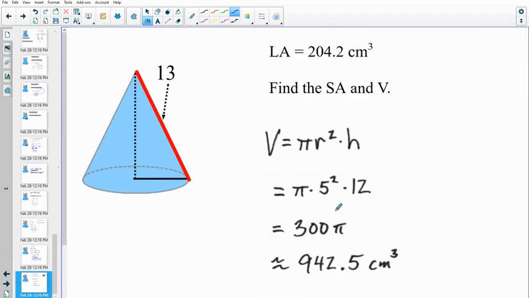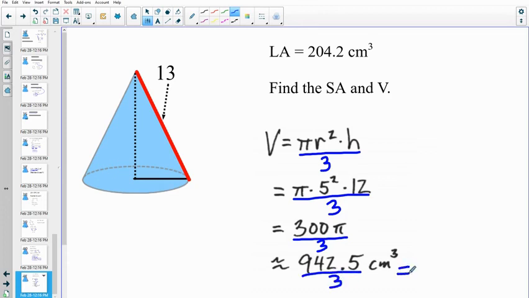And then finally, the volume formula says volume is pi r squared, area of the base times the height. Whoops, divided by 3. I forgot to do that. Volume is pi r squared times height divided by 3. Plug in 5 for the radius, plug in 12 for the height, divided by 3. 5 squared times 12 is 300. I forgot to divide by 3. And so I'll have to take everything and divide by 3.